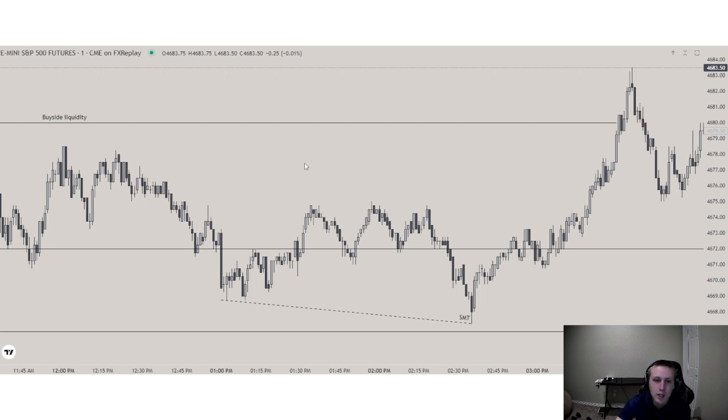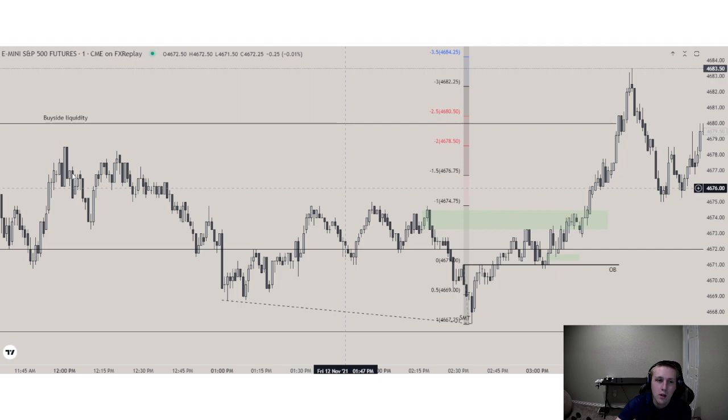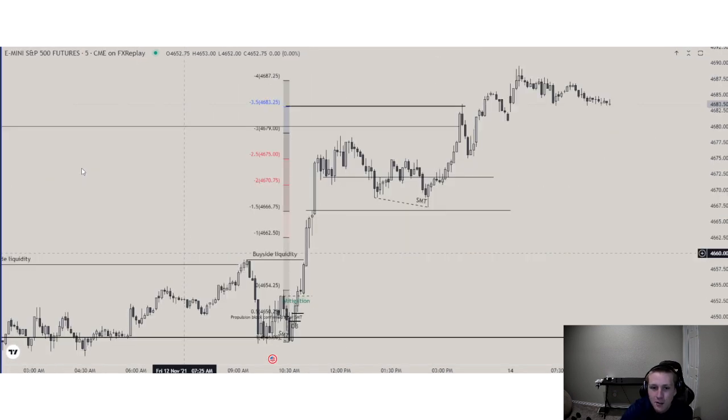And here's the 1 minute time frame. Here is that SMT that gets formed within the market. And here are my, sorry, I should have had this slide after this. I'm sorry, I'm new to this, y'all.